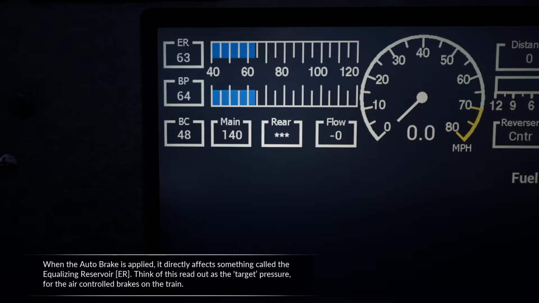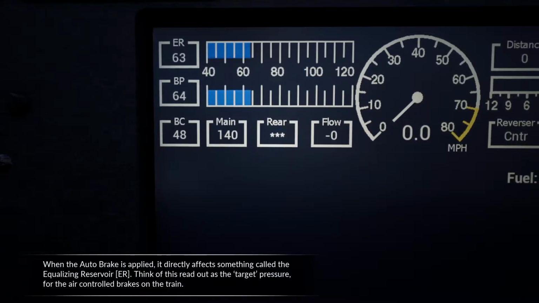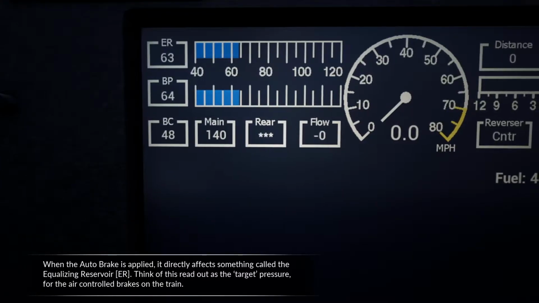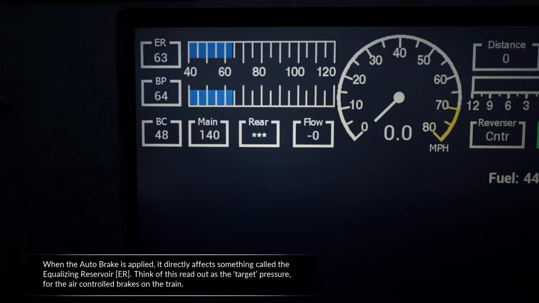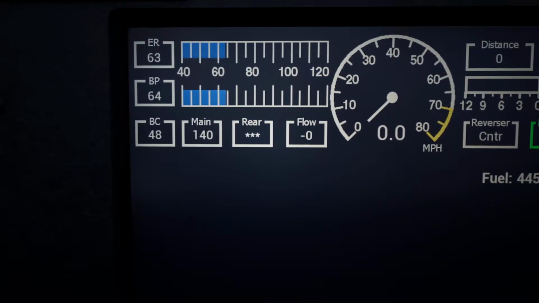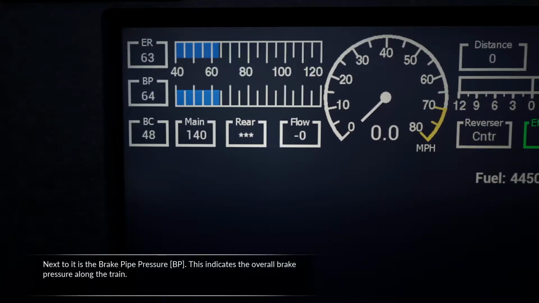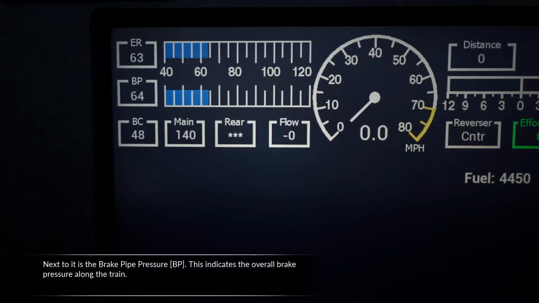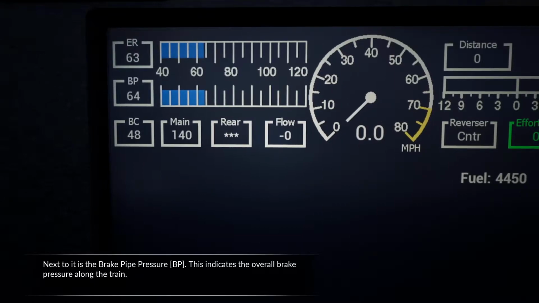When the auto brake is applied, it directly affects something called the equalizing reservoir. Think of this readout as the target pressure for the air-controlled brakes on the train. Next to it is the brake pipe pressure. This indicates the overall brake pressure along the train.